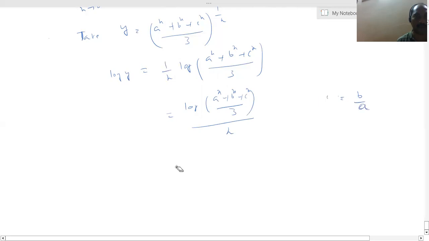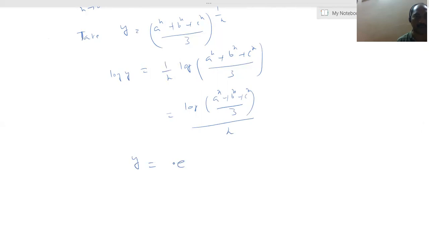Clearly apply the limit. You can apply here only, or after converting in terms of exponential, also we can apply the limit. If you have any confusion, convert in terms of exponential. Take log inverse on both sides. Log inverse becomes y. Here it becomes exponential. Log inverse is exponential function, e power of (a power x plus b power x plus c power x by 3).